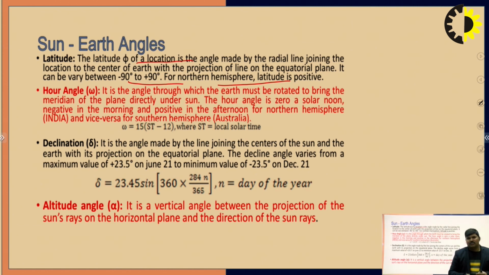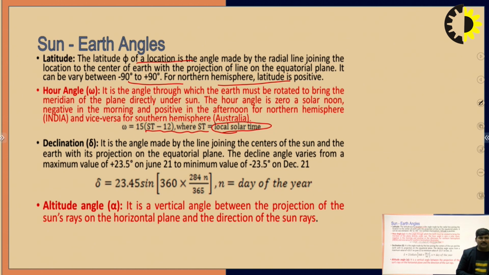The hour angle, omega, is the angle through which the Earth must rotate to bring the meridian of the plane directly under the sun. The hour angle is 0 at solar noon, negative in the morning and positive in the afternoon for the northern hemisphere, as in India, and vice versa for the southern hemisphere, as in Australia. So omega equals 15 times (ST minus 12), where ST is the local solar time.